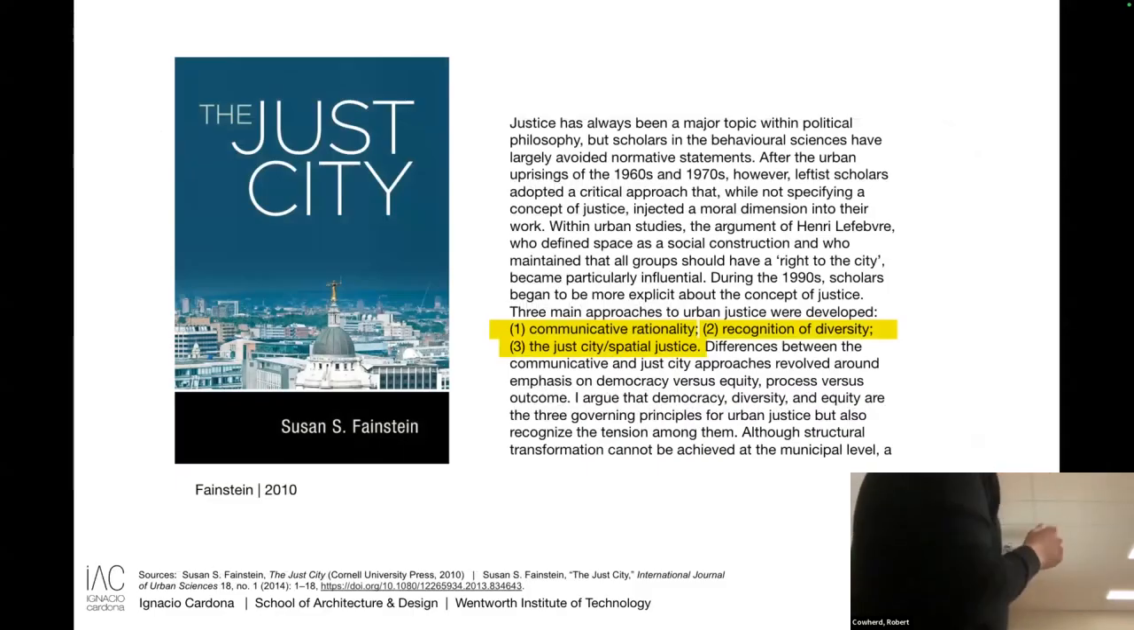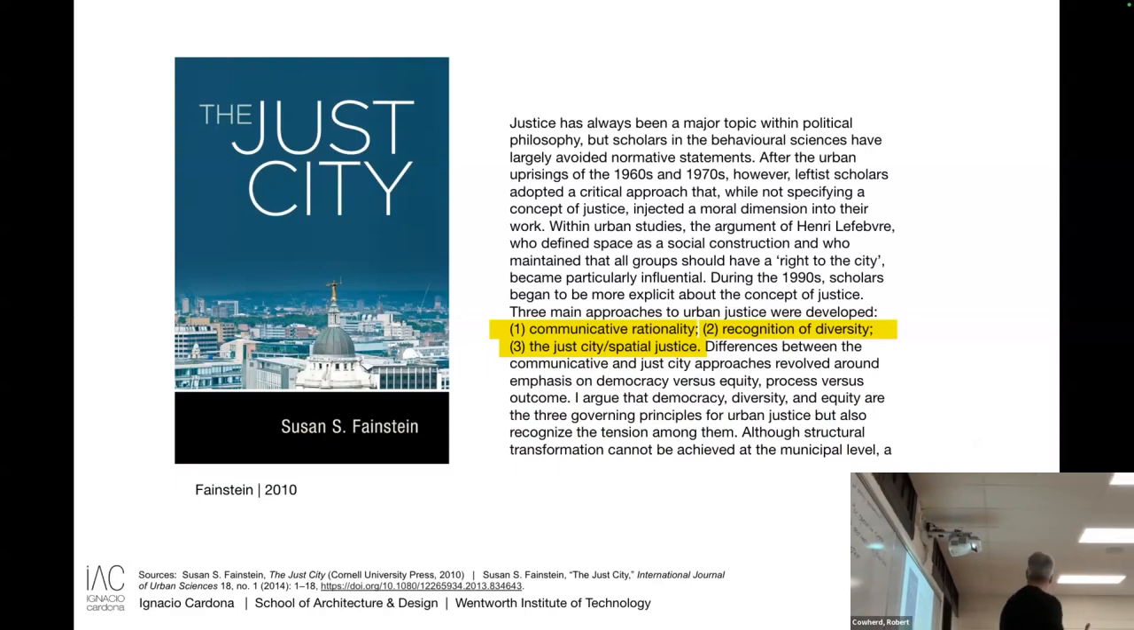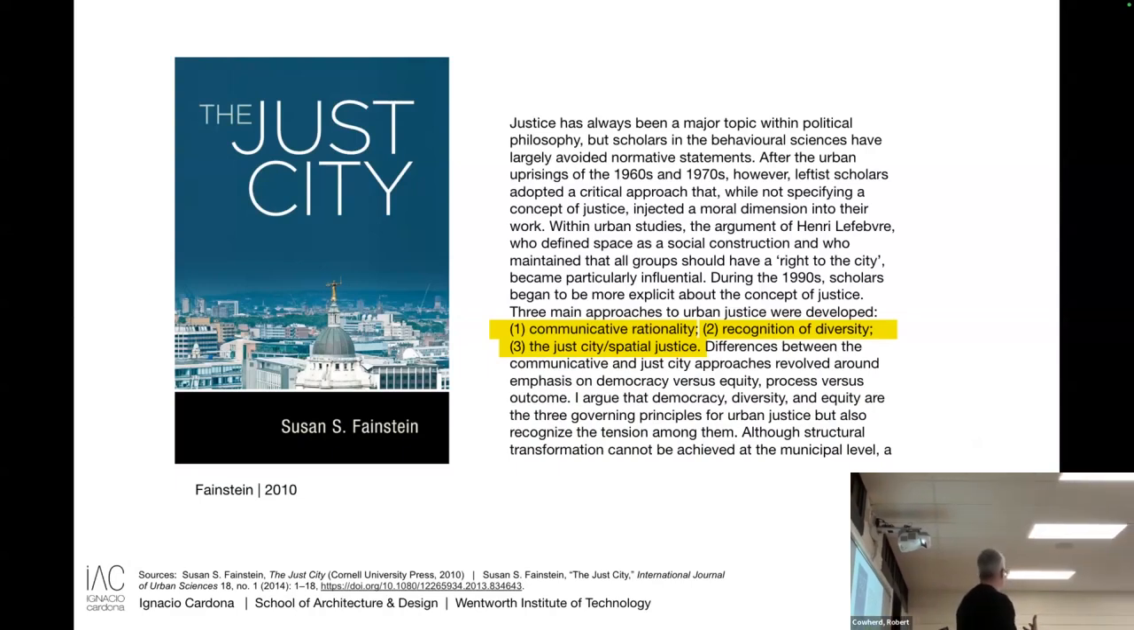And finally, I think this is the last book of this session. I'm doing my best to define just cities through the most important books that I believe I have been reading about, that is Susan Fainstein. She finally said that you need 3 conditions: communicate your rationality well with others, recognize the diversity and the aspirations of everybody, and third, transform that into a space.